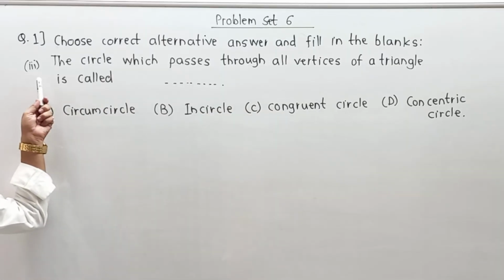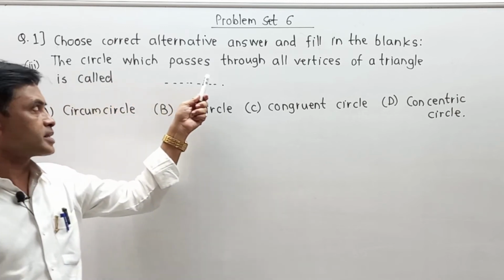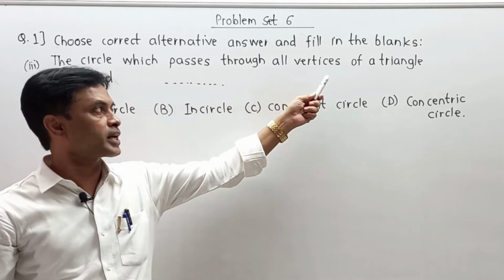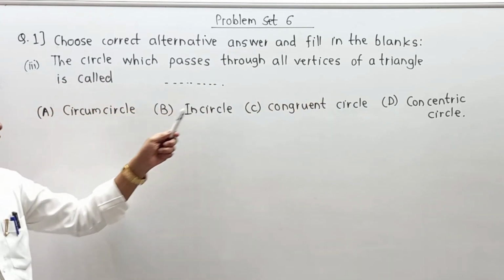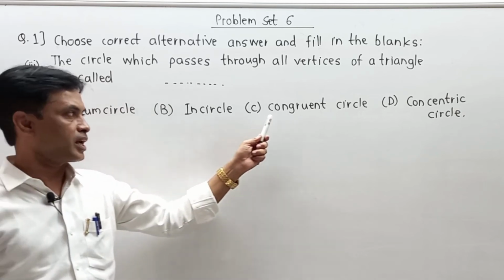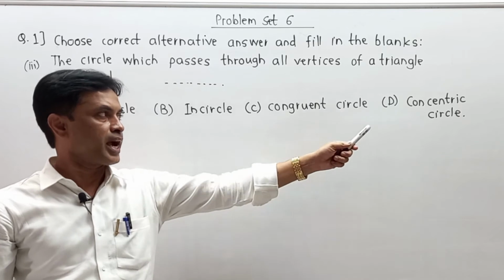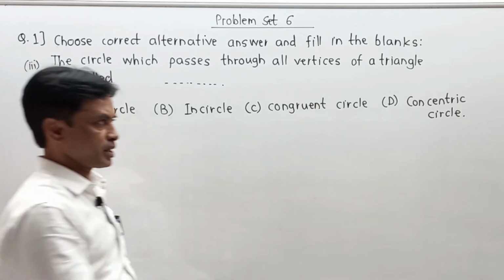Now moving to question number 3. The circle which passes through all vertices of a triangle is called ... Their options are circumcircle, incircle, congruent circle and concentric circle. Now one by one, try to understand the meaning.